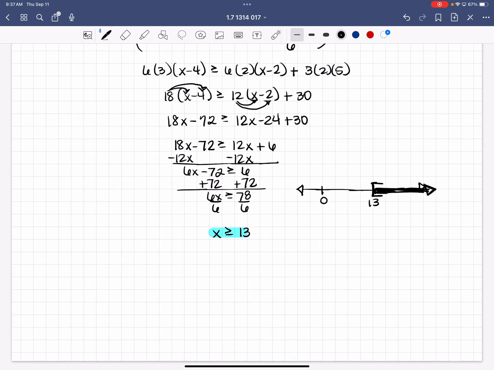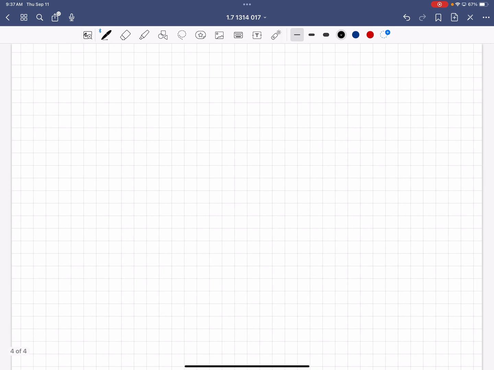We ready? Y'all got it? I'm going to flip the page. Okay. Sample 6. Solve each inequality. We do not have to graph this time. All we're doing is solving. We've got 3 parentheses x plus 1 is greater than 3x plus 2.